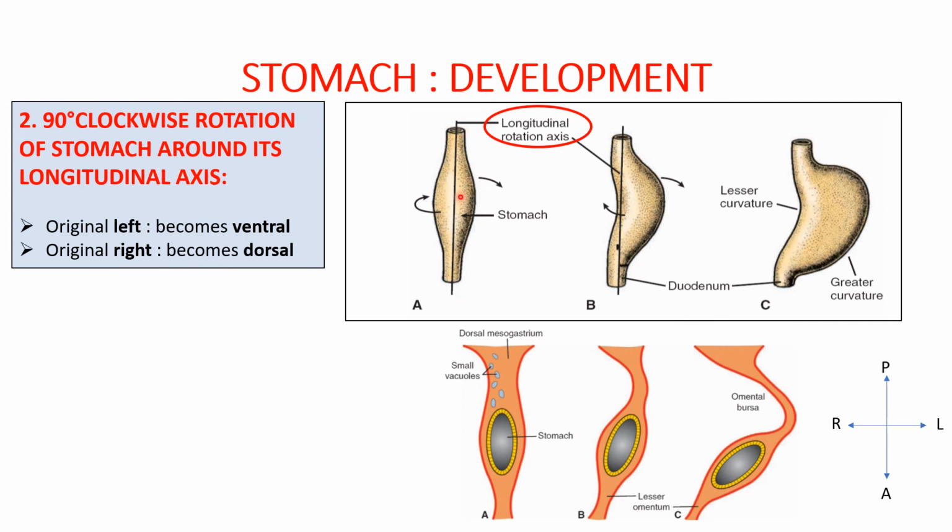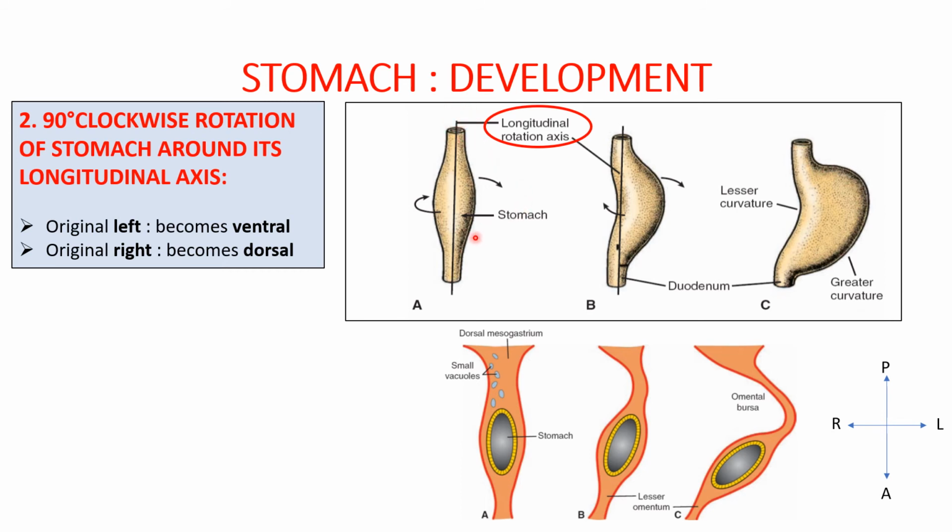Here we can see this fusiform dilatation of the stomach, and the shape is fusiform and the position is median right now. But we know that the position of the stomach is not median. What is the position of the stomach in adults? Yes, it is towards the left side. So let's see what changes take place. For that, there is a 90-degree clockwise rotation of the stomach around its longitudinal axis. This is the longitudinal axis of the stomach, so the stomach will rotate 90 degrees clockwise. Imagine a clock on the cranial aspect of the fusiform dilatation.